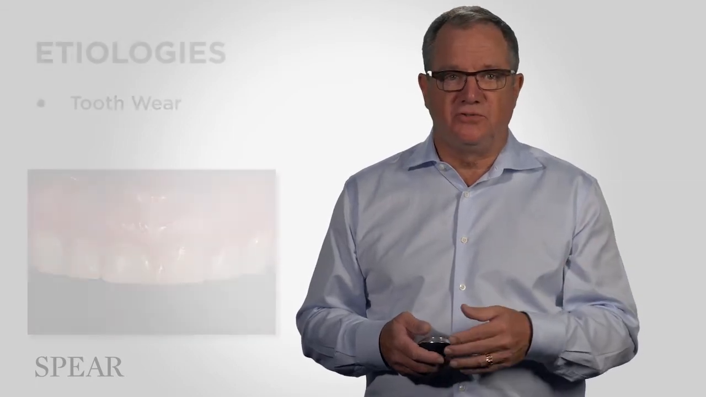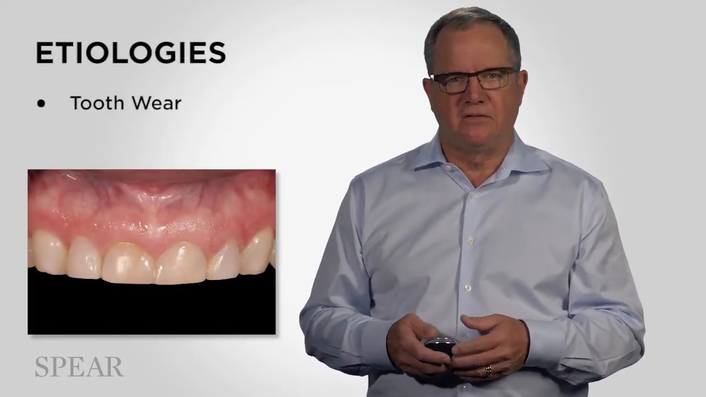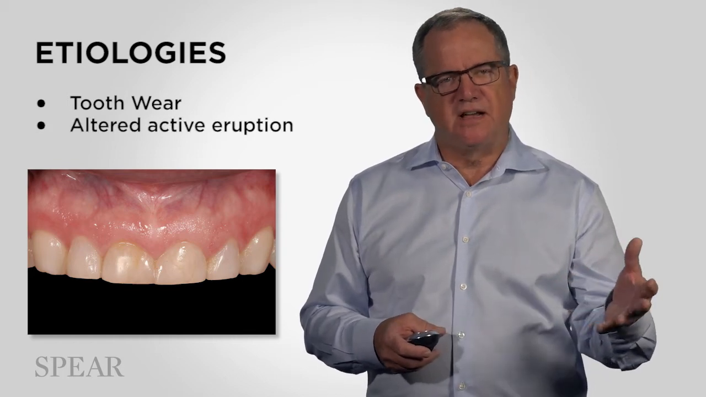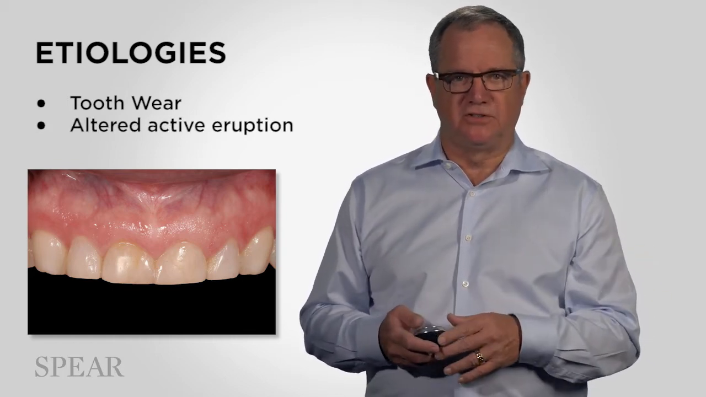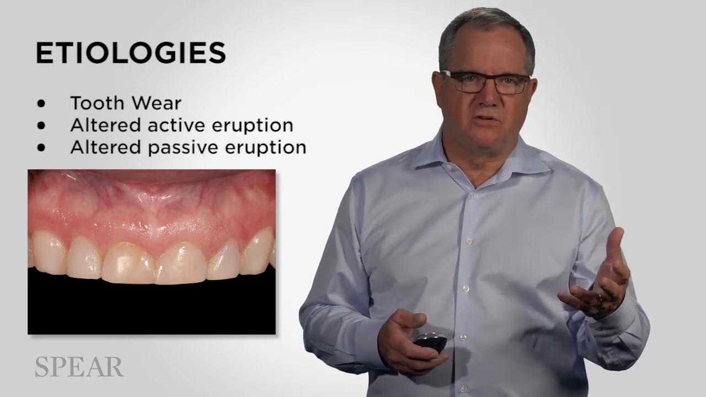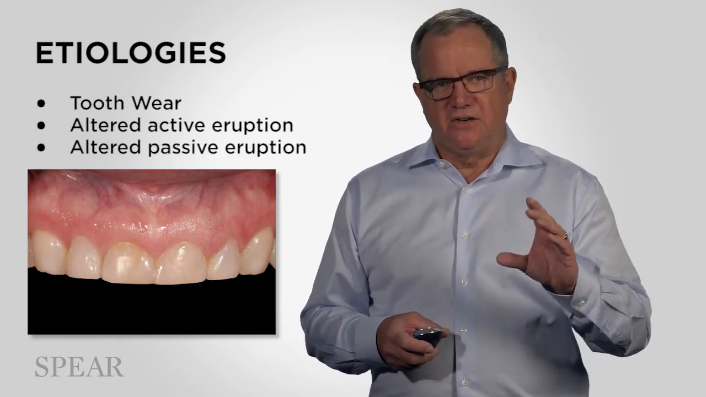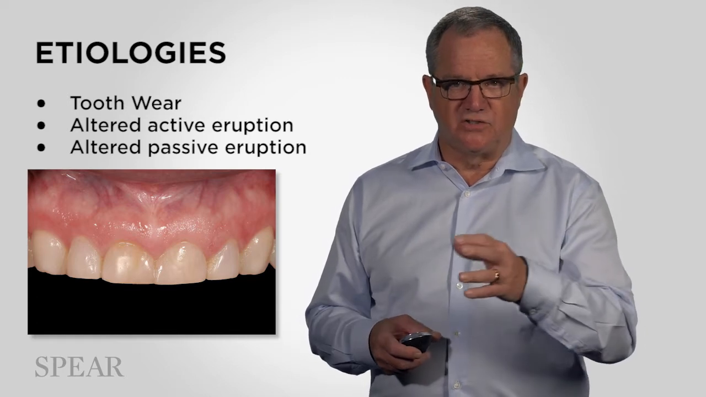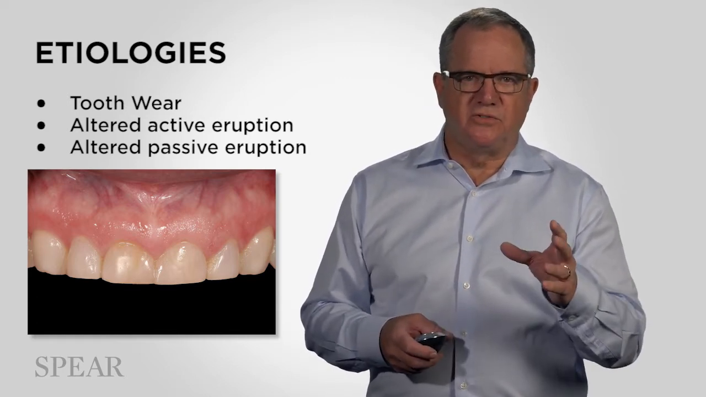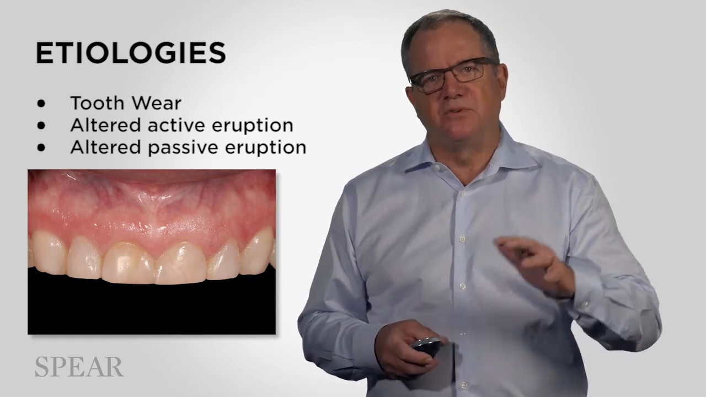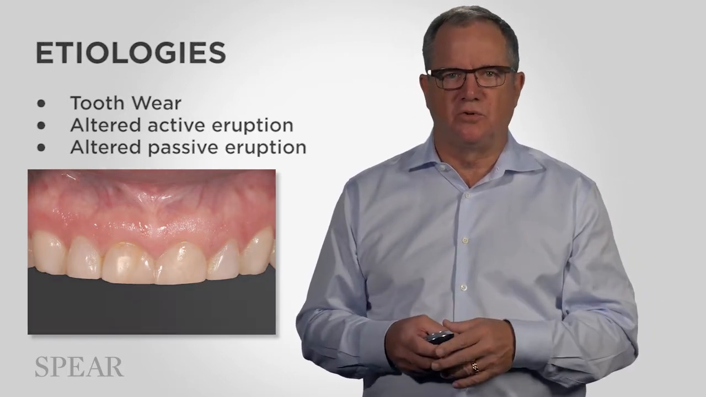For myself, I typically think of 3 common etiologies that produce short anterior teeth. The most common of all probably being tooth wear, as you see in the image on the screen now. In addition, there are patients that have what we'll call altered active eruption, and there are patients that have what we'll call altered passive eruption. In those instances, they can occur in patients who also have tooth wear, but both of those conditions really prevent the apical migration of the gingiva to a normal location. So in fact, even if the teeth are unworn, they're still actively short-looking.